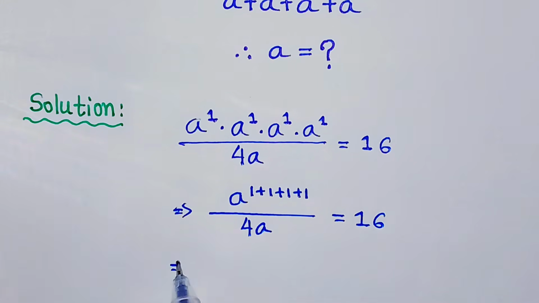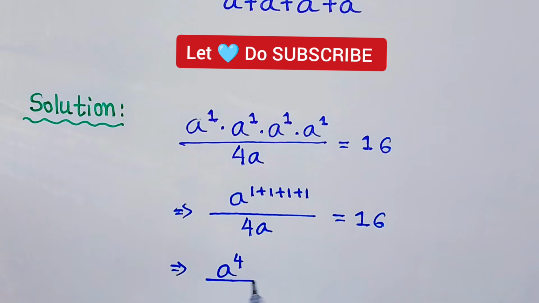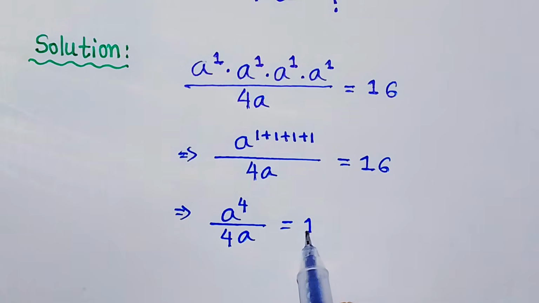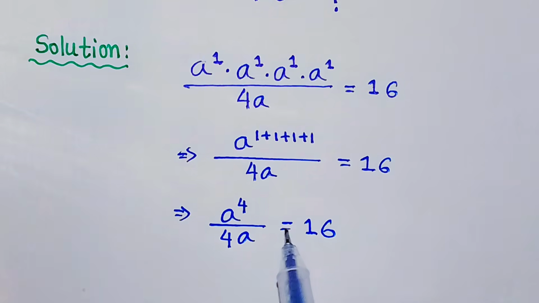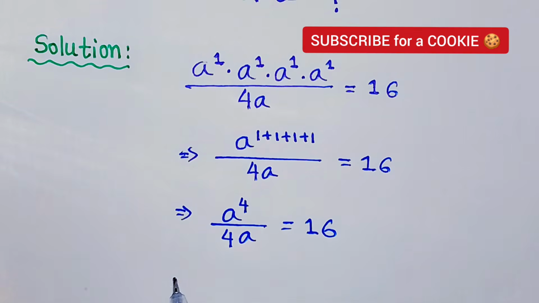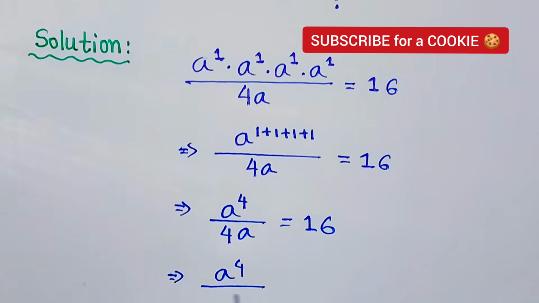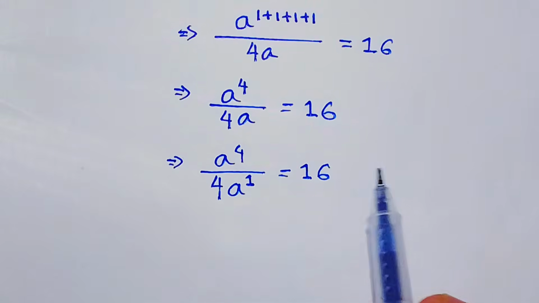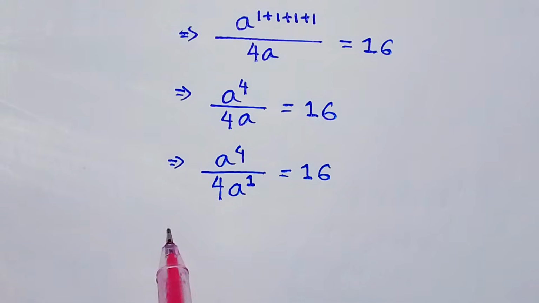After that we'll write a to the power 4 divided by 4a equal 16. So in here we can write a to the power 4 divided by 4 a to the power 1 equal 16. So here we have to use an exponential formula.